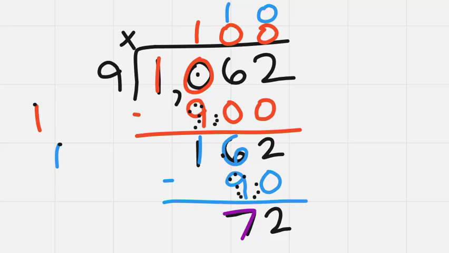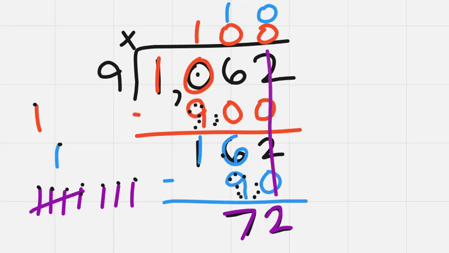The 7 is less than 9, so we need to look next door at the 2. We'll look at 72. We'll count by 9 until we get as close as we can to 72. 9, 18, 27, 36, 45, 54, 63, 72. We landed right on it. That's 1, 2, 3, 4, 5, 6, 7, 8.